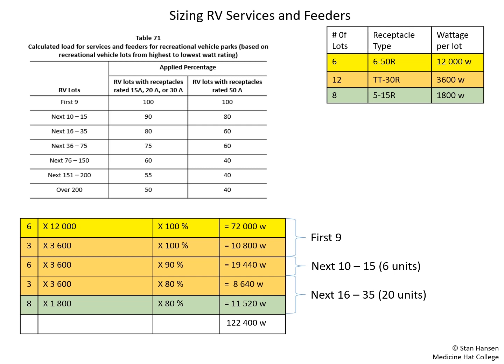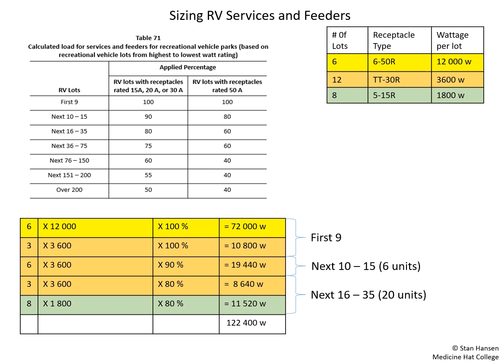Once we've dealt with the first 9, we're going to deal with the next 10 to 15, which is the next 6 units. I have 6 more 3600 watt receptacles to go in here, and so I will place them in this row. After that, we'll deal with the next 16 to 35 units, which is a group of 20 units. And I can put the last 3 3600 watt receptacles in there, as well as the 8 1800 watt receptacles. Once I've finished that, I've accounted for all the receptacles within my RV park, and all I need to do is add them all together to get a total wattage demand of 122,400 watts.